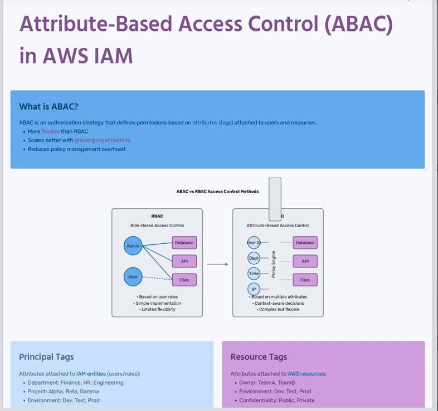Now we're going to look a little bit more at attribute based access control, ABAC. So what is ABAC? ABAC is an authorization strategy that defines permission based on attributes, tags attached to users and resources. More flexible than RBAC, so it's more granular. It scales better with growing organizations and reduces policy management overhead.